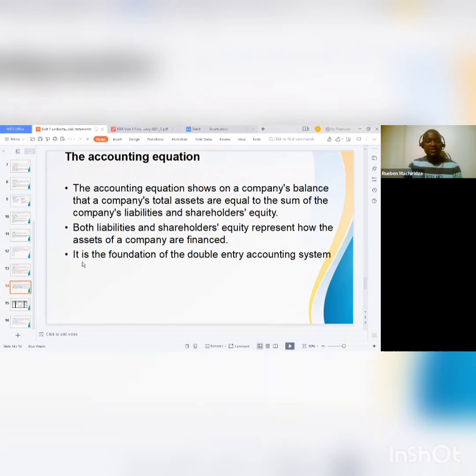And then the accounting equation is the foundation of the double entry accounting system. We have talked earlier about the dual nature of transactions when we were talking about the principles. And we said that for every debit entry, there must be a credit entry. So the accounting equation is the reason why we must have the double entry system.